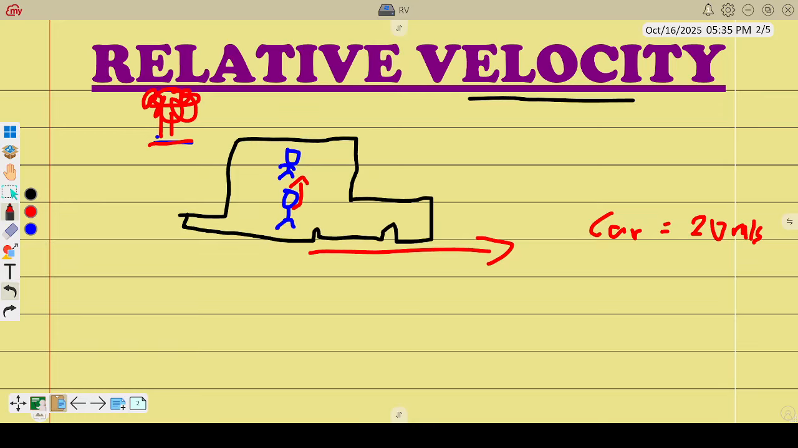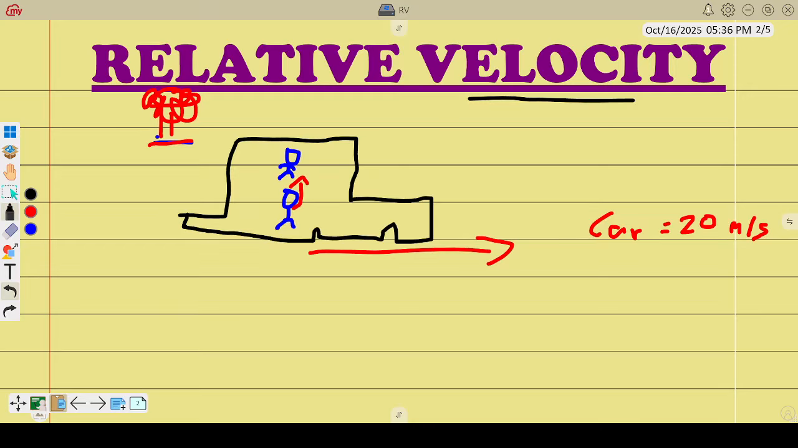When you're in a car which is moving at 20 meters per second, even your velocity is 20 meters per second. No wonder if brakes are applied and you are not wearing your seat belt, you pass through the window, because you are also moving at 20 meters per second. So now let's say this car is moving at this speed, 20 meters per second.